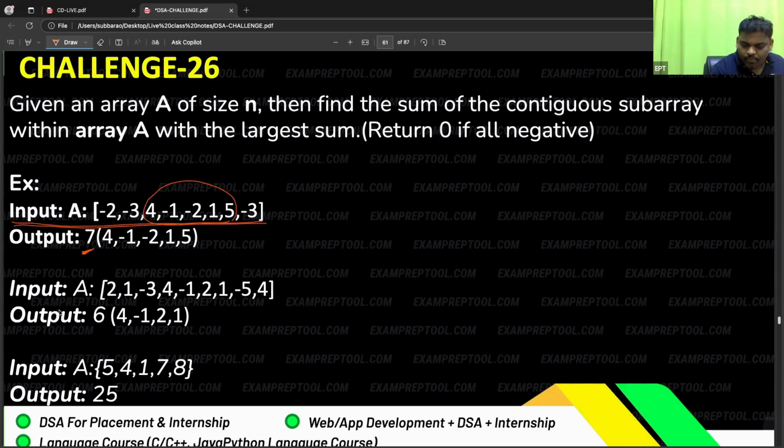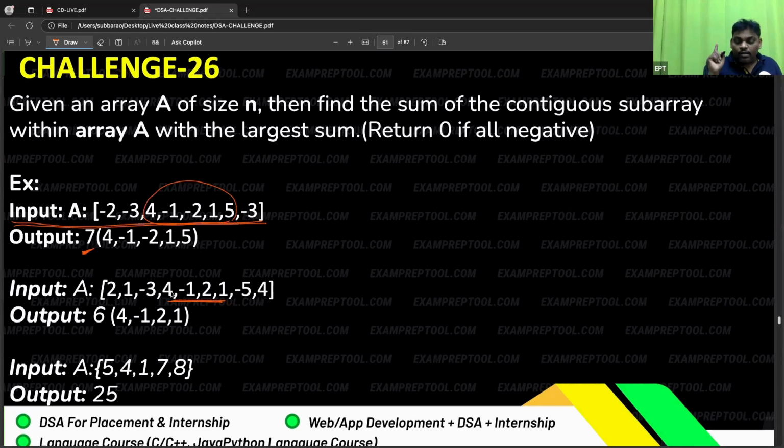Can you see the second example? Continue, see this one, you have to take the subarray whose sum is maximum. So 4, minus 1, 2, 1. To this minus 1, on the left I get 4, on the right I get 3. Still I will take minus 1, because on the right side I am getting 3 and on the left side I am getting 4. 4 plus 3 is 7, minus 1 is 6.